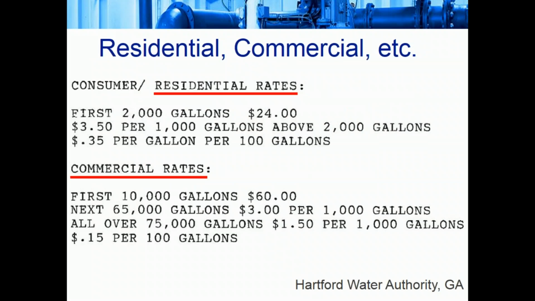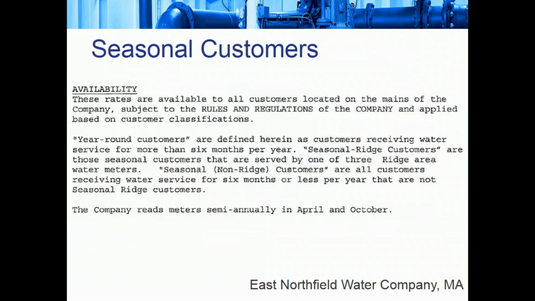And so this is an example from the Hartford Water Authority, not Hartford, Connecticut, but the small area of Hartford, Georgia, where they have residential rates and then they have commercial rates. And these rates are, as you can see on the screen, different, both in the per gallon rate and in the allowance as well. So this is just one example of breaking rates up based on customer class.